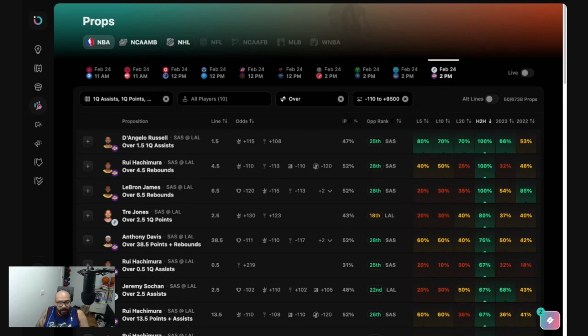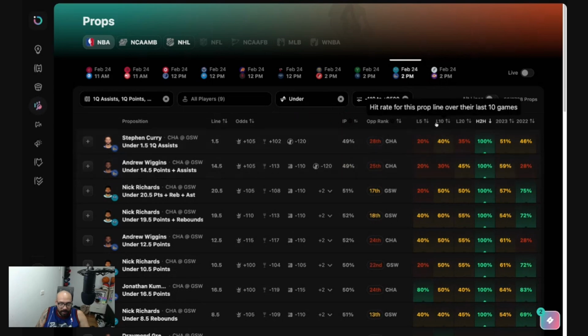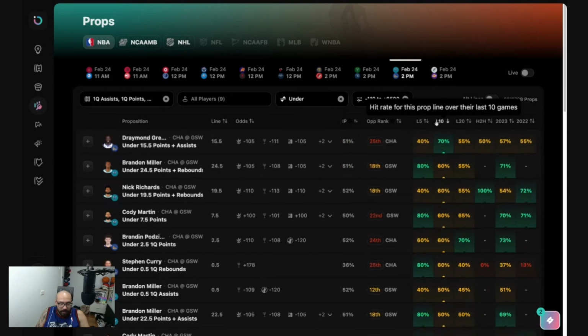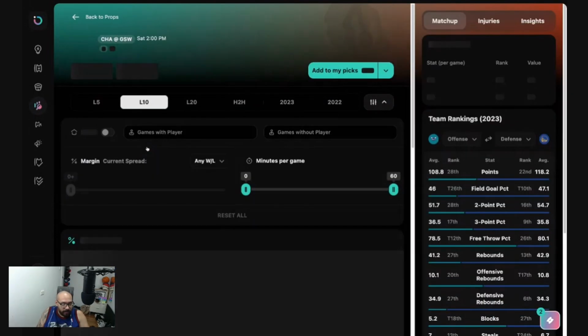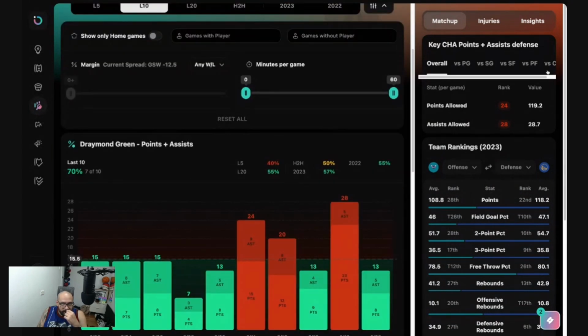So let's have a look at the... Actually, I didn't even look at the unders. Let's check the unders real quick. My bad. Okay, we don't have the green lights that I'm looking for. Draymond, under 15.5 points and assists. Let's have a look at that. Plus 100. He's gone under in 7 out of his last 10.